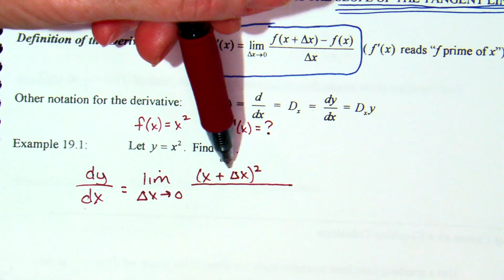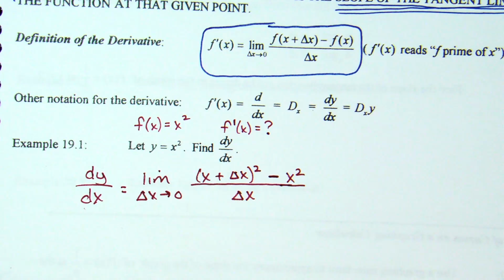Minus, what's it say to do now? Regular f of x. What is regular f of x? x squared. All over delta x.